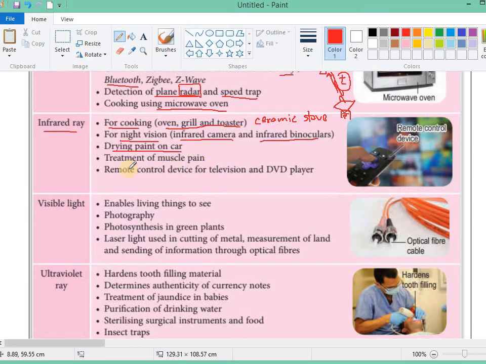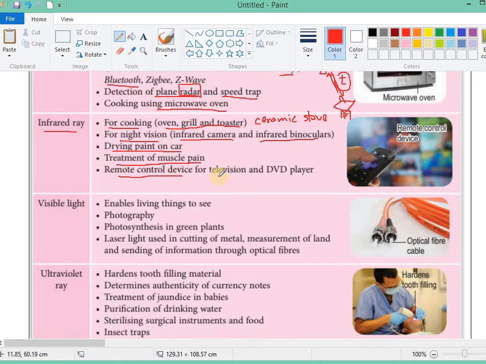Okay, treatment of muscle pain. Why can it treat muscle pain? Because of heat. For example, if you have a muscle cramp, you need to heat your muscle to make your muscle relax. So you can use infrared ray.